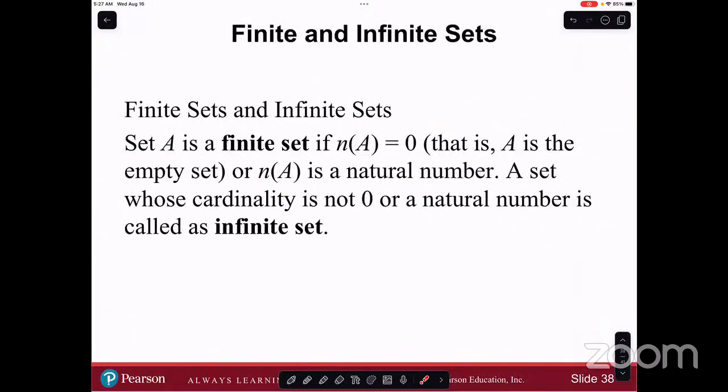So then we have finite sets and infinite sets. Set A is a finite set if the cardinality of A is 0. That is, A is an empty set, or the cardinality of A is a natural number, right? So we say that a set is finite if its cardinality is either 0 or some natural number. A set whose cardinality is not 0 or a natural number is called an infinite set.